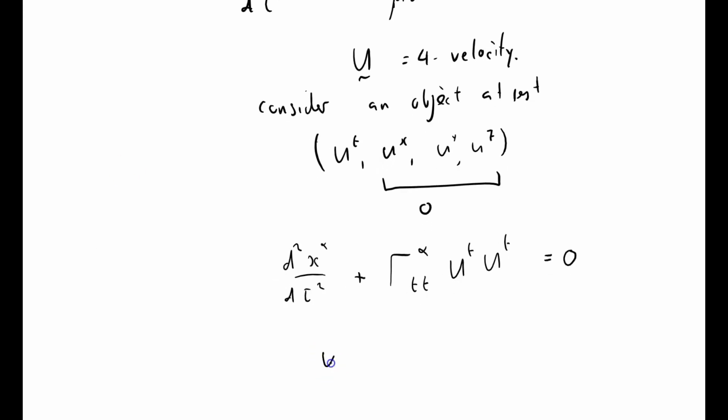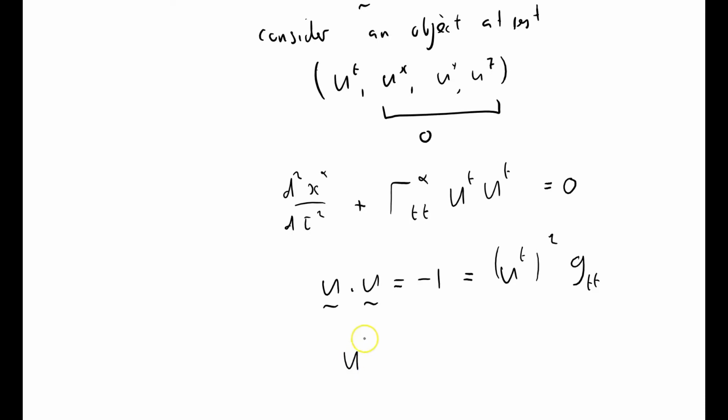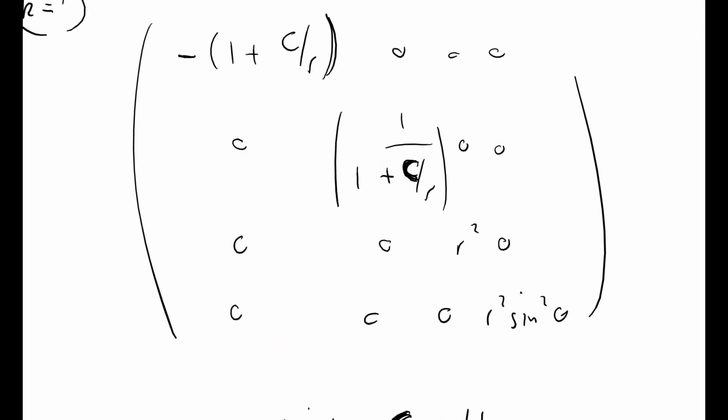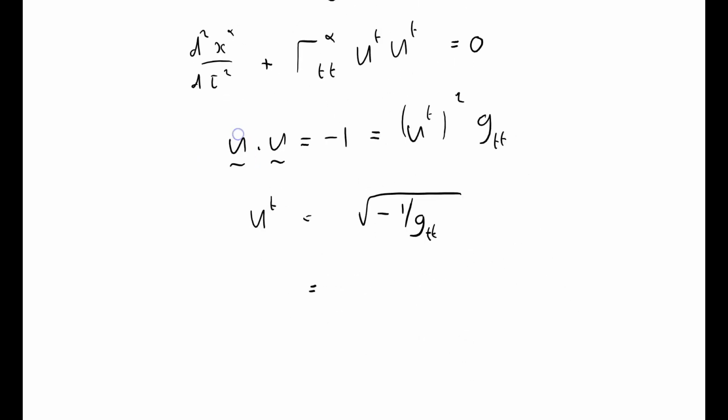So what's the value of ut? Well, we know for any 4 velocity that u dot u equals -1. So that tells me that ut squared times gtt equals -1, so ut equals the square root of minus 1 over gtt, because they're inverses of one another. And we've got that up here somewhere. There it is, it's this thing here, the square root of 1 plus c over r. Have I got 2 squares? No, that's right. So ut equals that, which is wonderful.